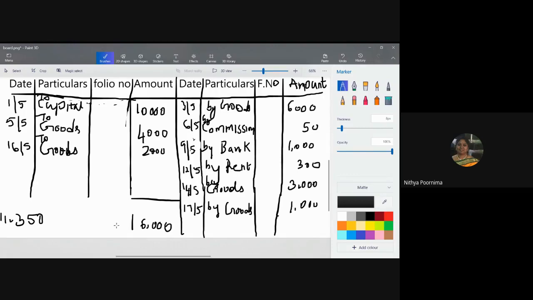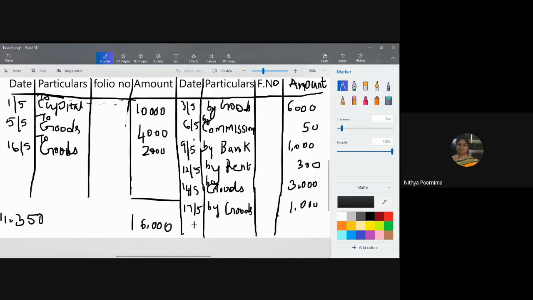To balance it, I've got this total. Whichever total is lesser, you should take that. With the highest total, subtract this value. I'm repeating: sum up the debit side, sum the credit side. Whichever total is higher, take the highest total and subtract the lesser value. How much are you getting? 16,000 minus 11,350. 4,650. Now I'm getting a difference of 4,650.